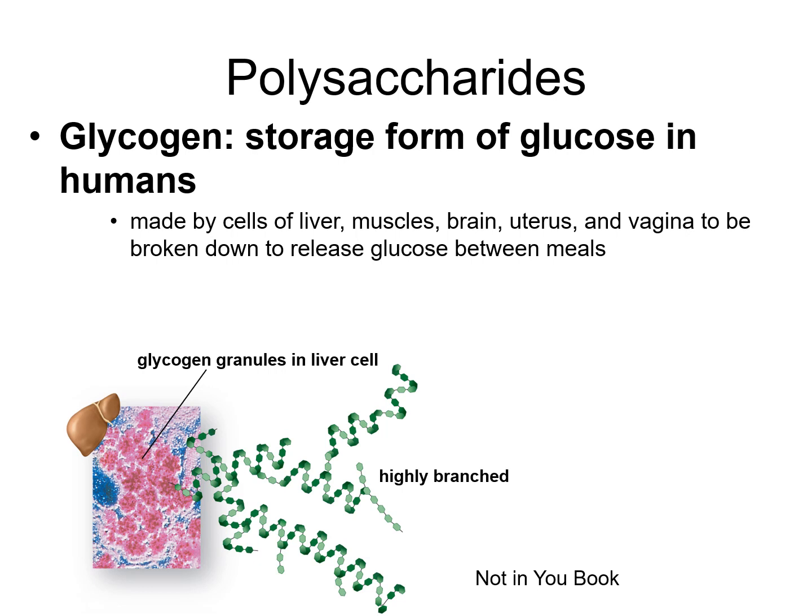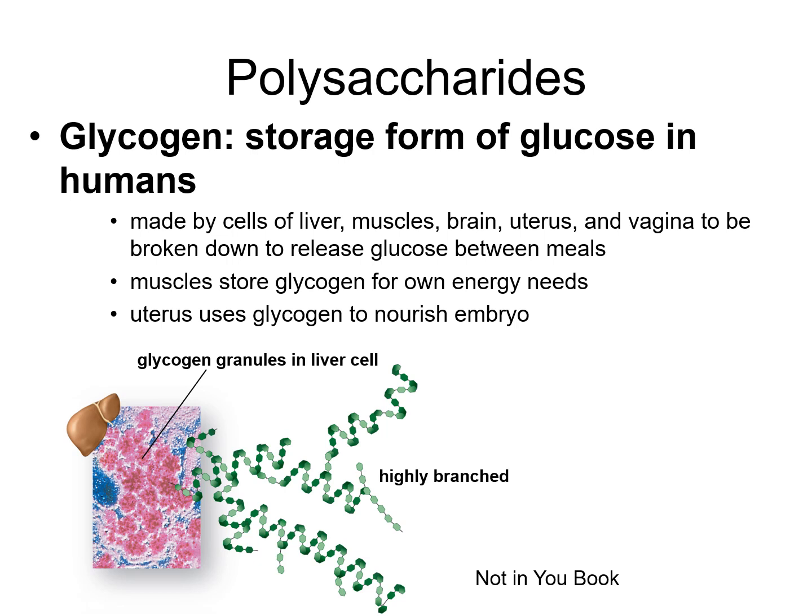That glucose can then be stored in the liver, muscles, brain, uterus, vagina, other cells and organs until it is needed. When we're between meals and not so much carbohydrate is being consumed and absorbed, then that glycogen can be broken down and released.